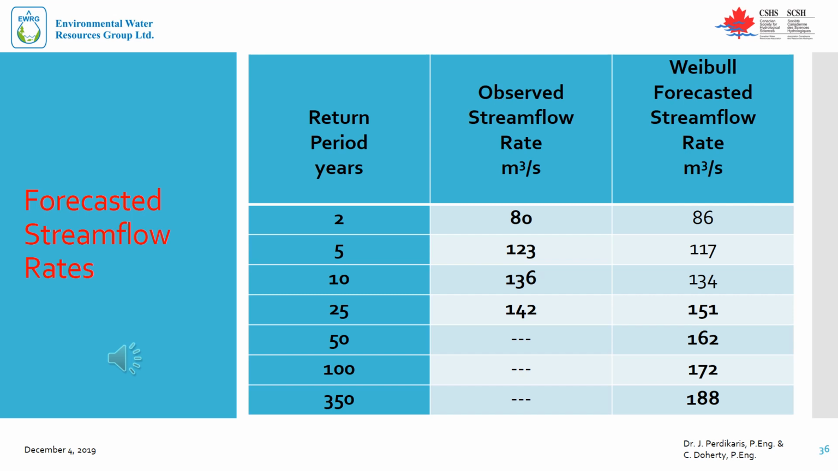For the 5-year return period, the observed streamflow rate was 123 cubic meters per second, and the forecasted streamflow rate was 117 cubic meters per second. Similarly, for the 25-year event, the observed streamflow rate was 142 cubic meters per second, and the forecasted streamflow rate was 151 cubic meters per second.